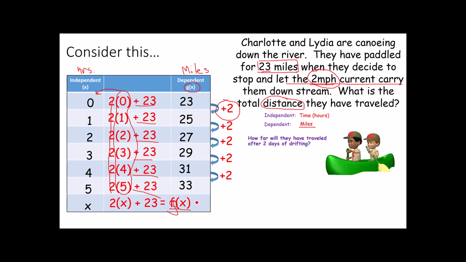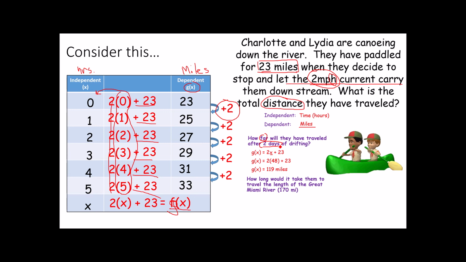So if I were to ask you, how far will they have traveled after 2 days of drifting? We always rewrite the original formula or the original pattern. We're going to substitute in 2 days, which is time, and we're trying to find out distance. So we know the time, but the time is given to us in hours. So instead of putting in 2 days, I'm going to put in 48 hours. Those are the same thing. And then we just simplify, and they will have traveled 119 miles.